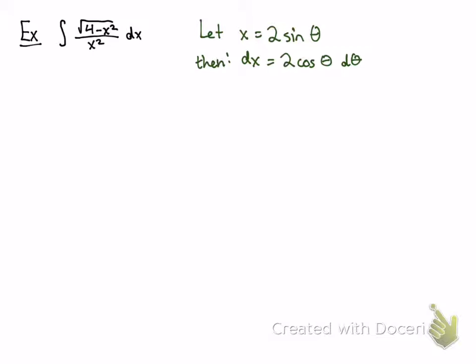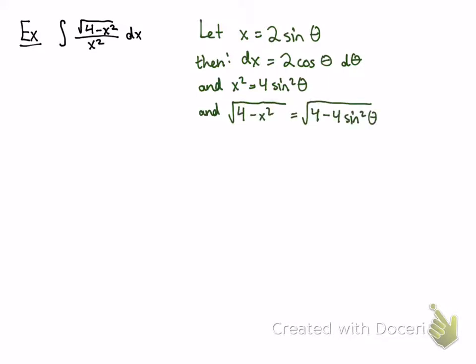And let's also figure out what all the other things in that integral will be. X squared, well, that's just the x thing squared. So (2 sine theta) squared, which is 4 sine squared theta. And then this square root thing on top. So the square root of 4 minus x squared is the square root of 4 minus 4 sine squared theta. I can factor a 4 out there and then pull it out of the square root. So I have to deal with the square root of 1 minus sine squared theta.